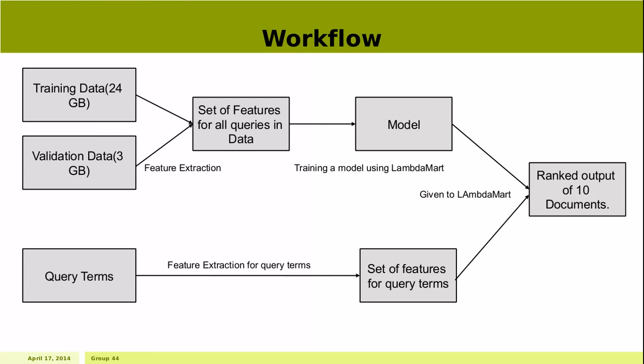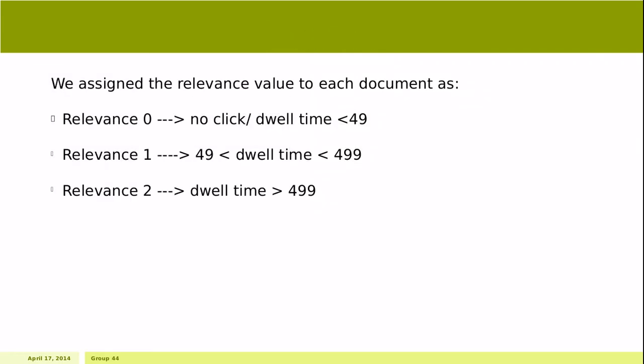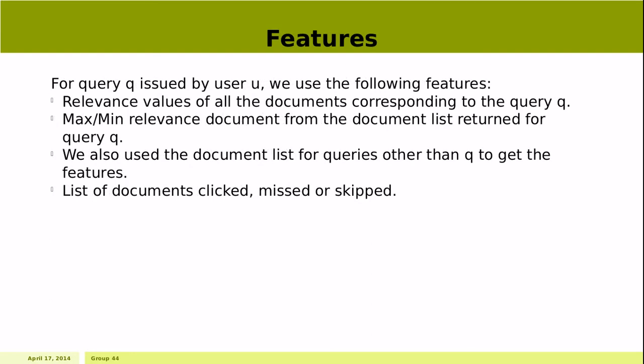of the 10 documents. So in order to calculate the features, we first assign relevance values to each of the documents. A relevance value of 0 is assigned to a document which is not at all clicked or for which the dwell time is less than 49 seconds. Then relevance 1 is assigned for dwell time between 49 and 499 seconds, and for dwell time greater than 499 seconds a relevance value of 2 is assigned. Once the relevance values are assigned, we use the following features for a query Q being issued by user U.